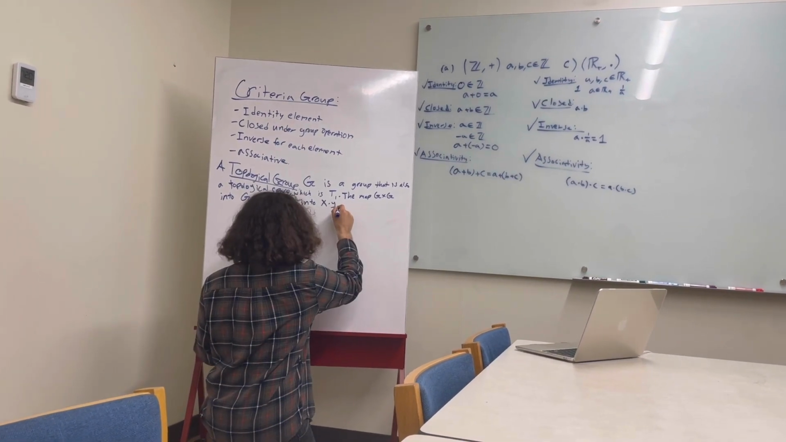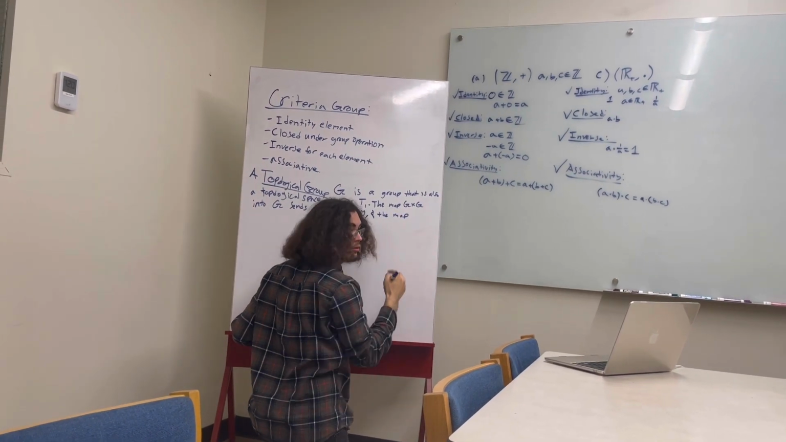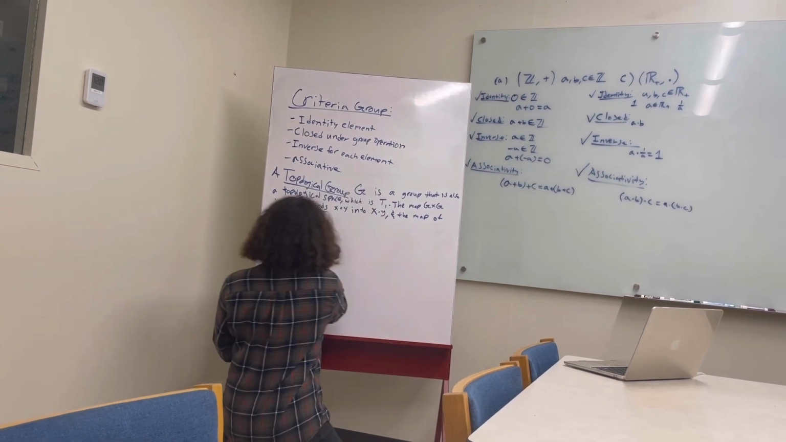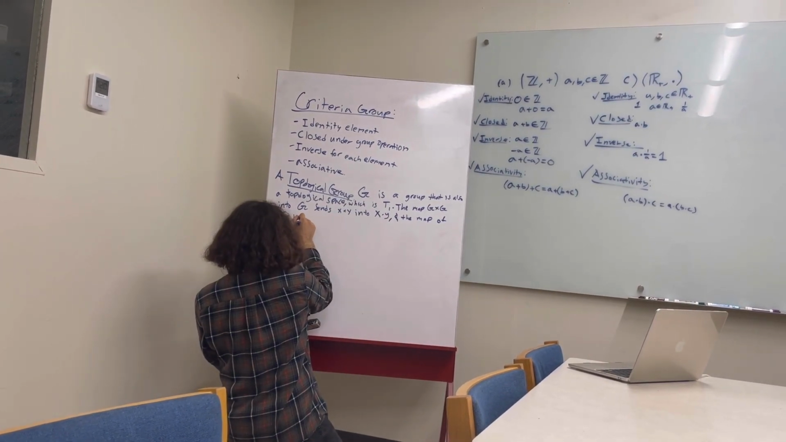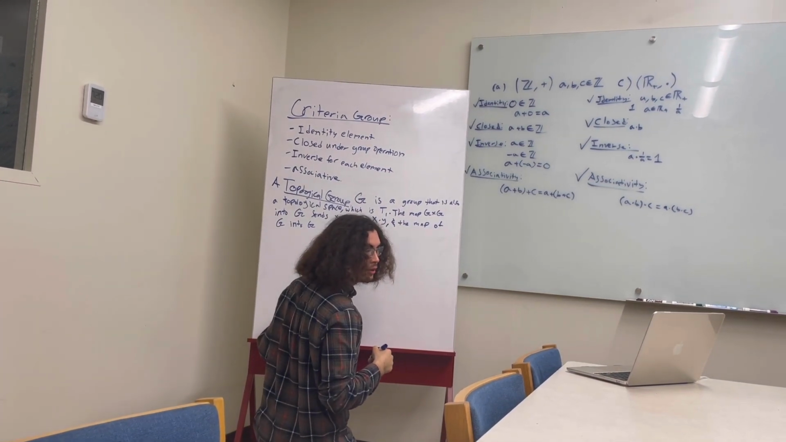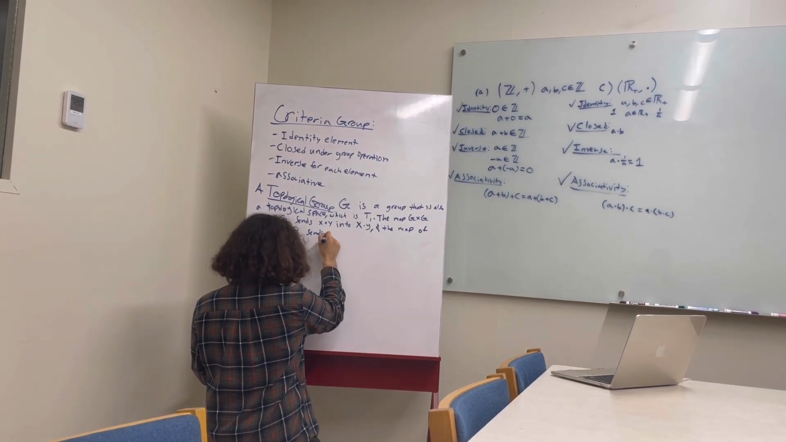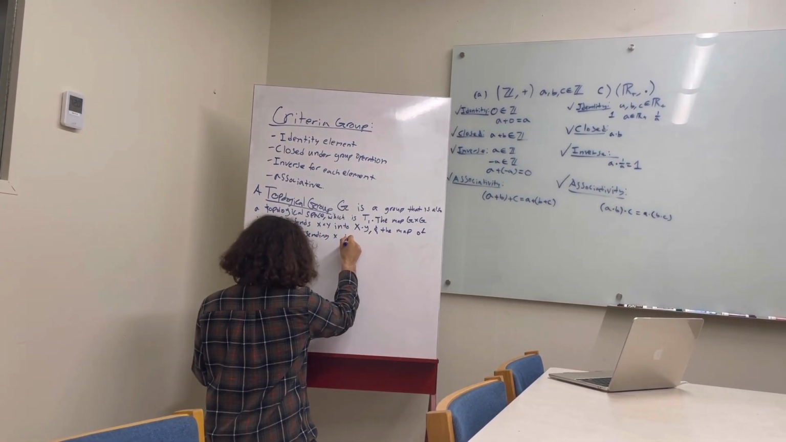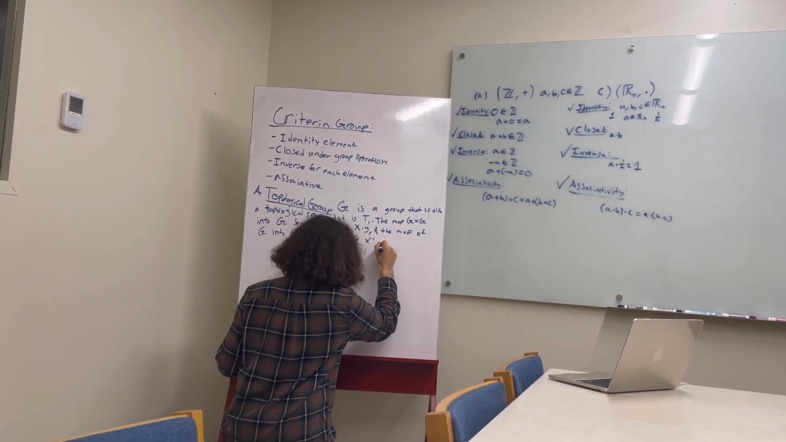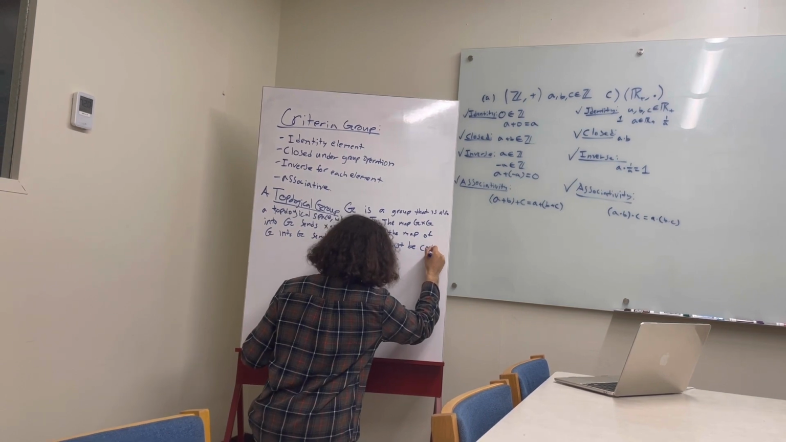And then the map of G into G, sending X into its inverse, must be continuous.